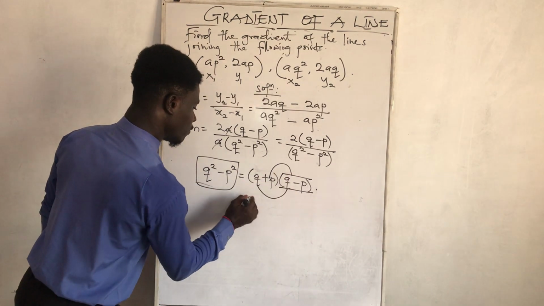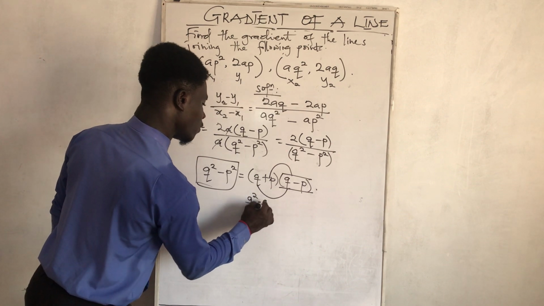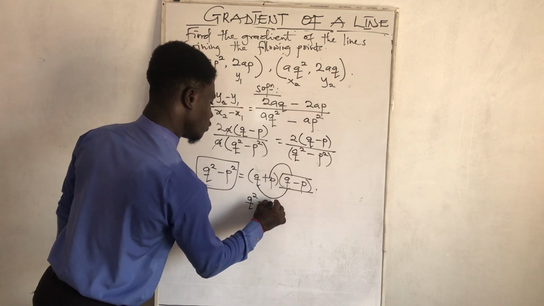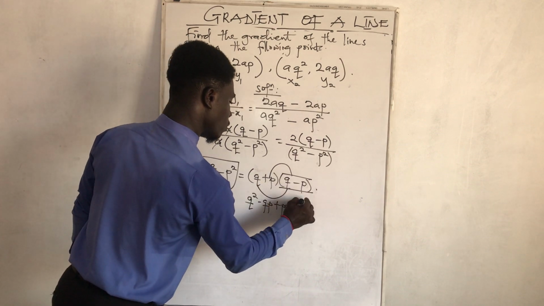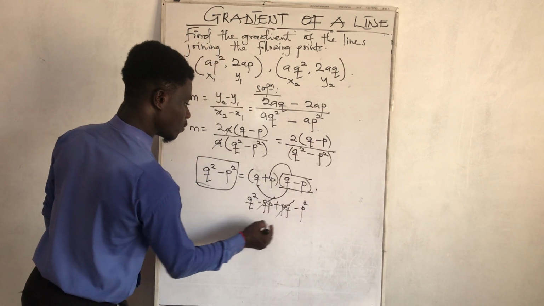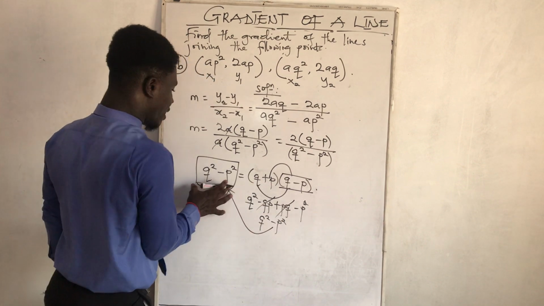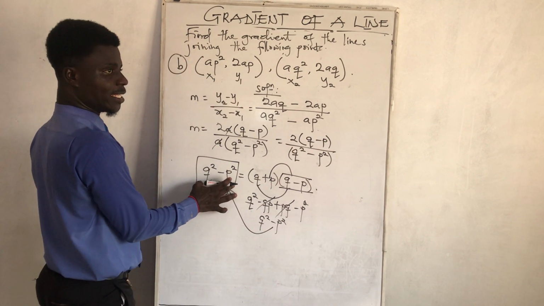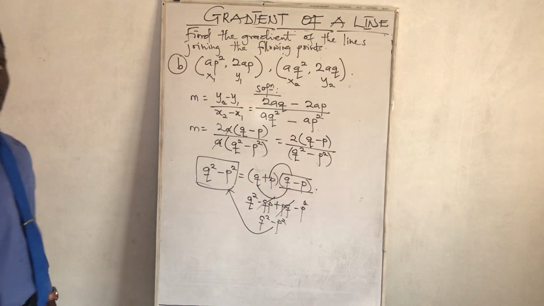Q times Q gives Q squared. Q times negative P gives negative QP. Then P times Q gives positive PQ. Then this one, I'll get negative P squared. So this one cancels, leaving Q squared minus P squared. So it's true that this identity or this expression is equal to that expression here.